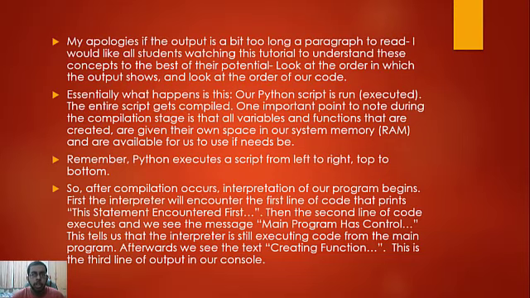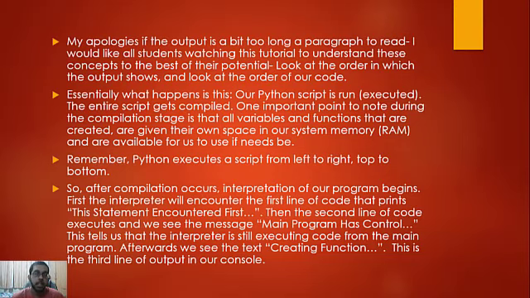Look at the order in which the output shows and look at the order of our code. Essentially what happens is this. Our Python script is run, executed, the entire script gets compiled. One important point to note during the compilation stage is that all variables and functions that are created are given their own space in our system memory, RAM, and are available for us to use if needs be. Remember, Python executes a script from left to right, top to bottom. So after compilation occurs, interpretation of our program begins.